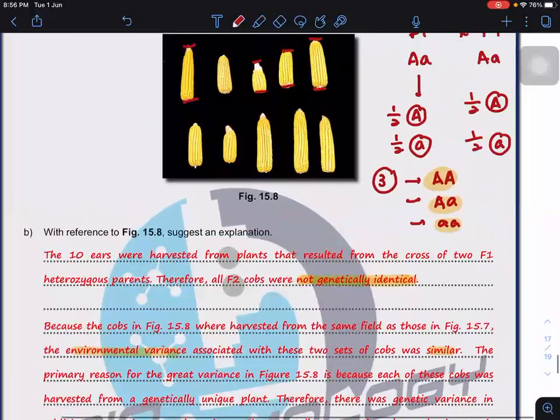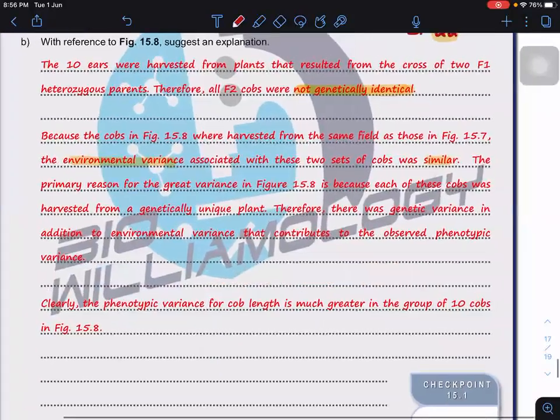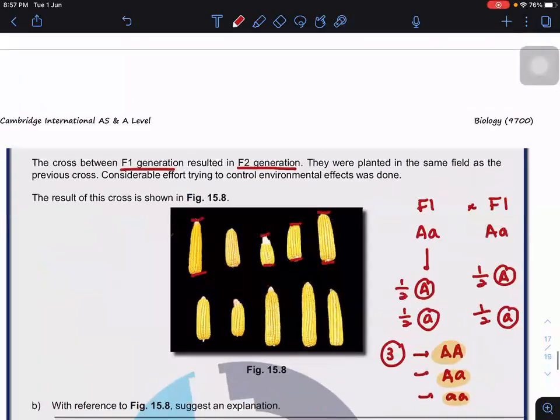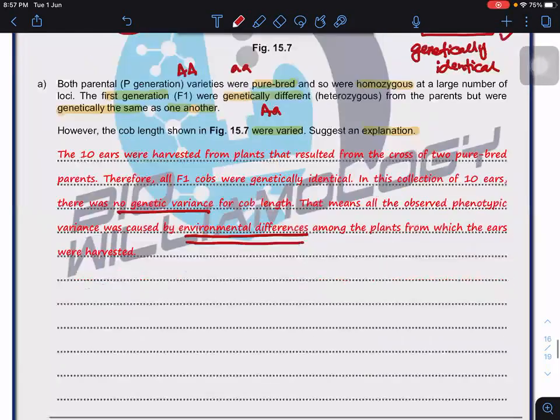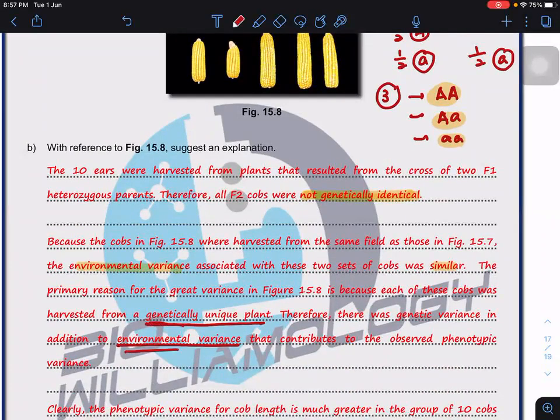So what is the primary reason that we get such a huge difference? The primary reason is actually the genetics. They are genetically unique plants. Therefore, there was genetic variance in addition to the environmental variance. So we cannot run away from the environment. The first one was solely because of environmental differences, but the second experiment is a combination of the genetics and also the environmental variance here.